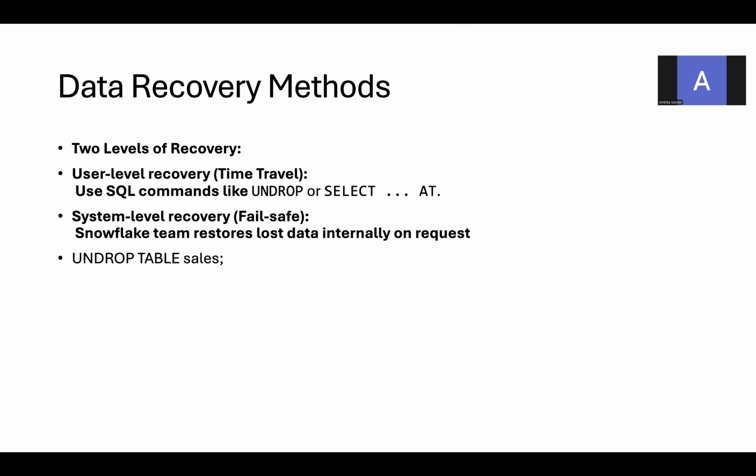Data recovery methods. There are two levels of recovery methods available. One is user-level recovery, that is time travel, using the SQL commands undrop or select at. The user must be able to access this data using a query, by using undrop or select at this timestamp or before this timestamp. The second is system-level recovery, which is fail-safe, and that is not helped by the user. For that we have to contact the Snowflake team to restore the data. For example, undrop table, table name.